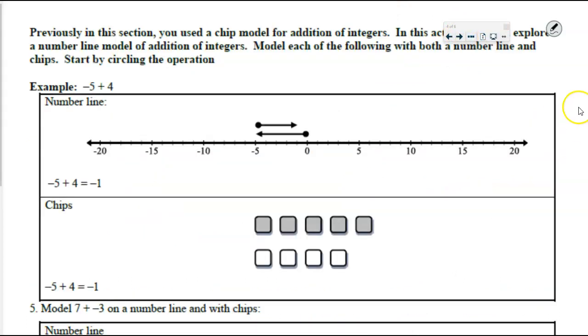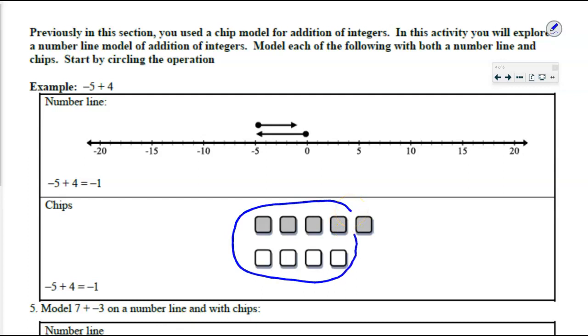So we want to make these connections between the chip tiles and the number lines first. So go ahead and turn your page. We're on the next one. Let's make some connections. The first one is already done for you. So I have -5 plus 4. We'll start with our chip tile model. Here's our 5 negative tiles. Here's our 4 positive tiles. We can see I would find these 0 pairs, and I would see that the end result is -1. Because there's 1 negative unit tile.